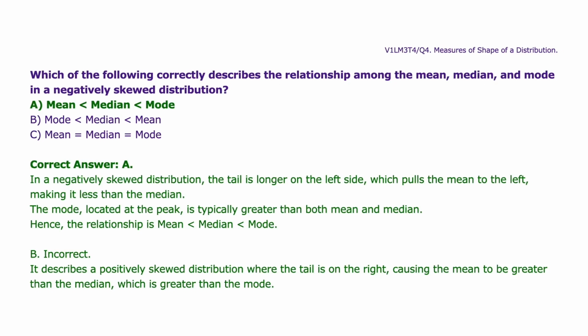Negative skewness means distribution has frequent small gains and a few extreme losses. Long left tail. In negatively skewed distributions, the extreme low values pull the mean toward the left tail. The mode stays at the peak, most frequent value. The median lies between mode and mean because it is less affected by extreme values. Order becomes mode is larger than median, median is larger than mean.